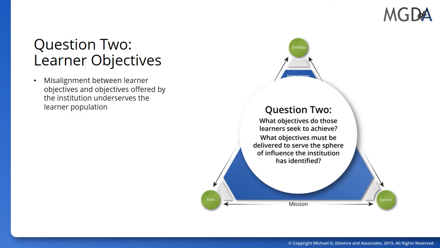The second question is simply, what objectives do learners seek to achieve? Or a slightly different version, what objectives must be delivered to serve the sphere of influence the institution has identified? A misalignment between the objectives learners within the sphere seek and the objectives offered by the academic enterprise will underserve the population within the sphere of influence. Underserving is the perfect strategy for becoming marginalized by more focused providers. But underserving is not a strategy most would knowingly select to implement.